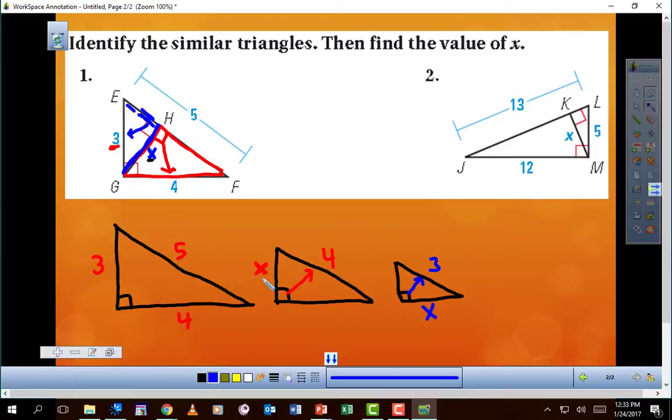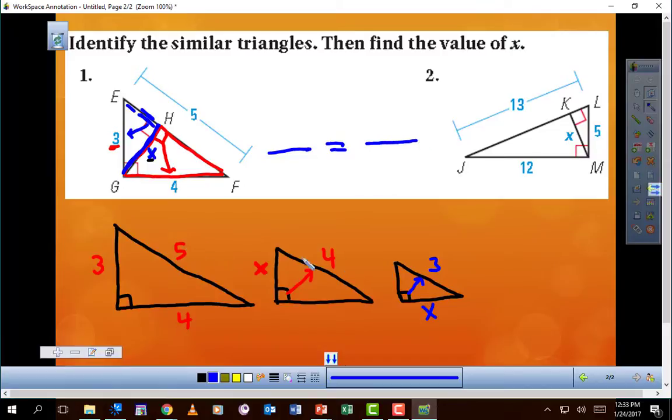Once you do this step, then your job is to set up a proportion. All you need to know is that the sides are proportional. And just like we saw in the video, you have to set up the proportion equally. Remember we did books per day? Well, you've got to set up the proportion the same way each time. So let's look at a proportion.